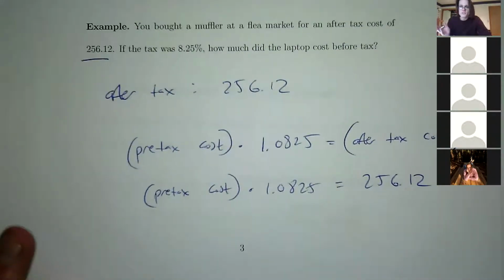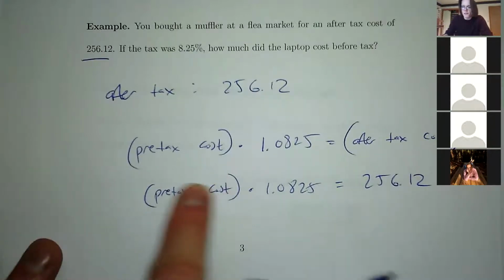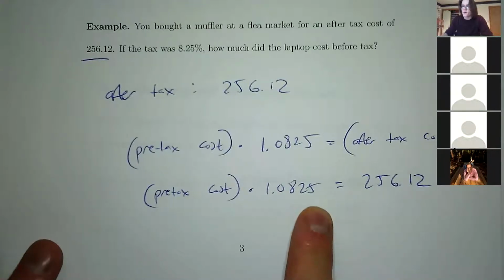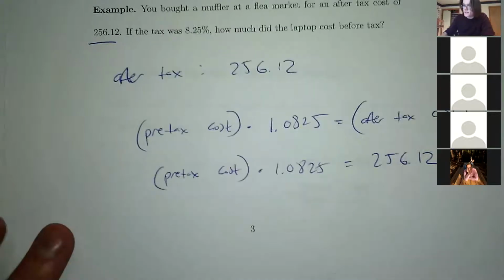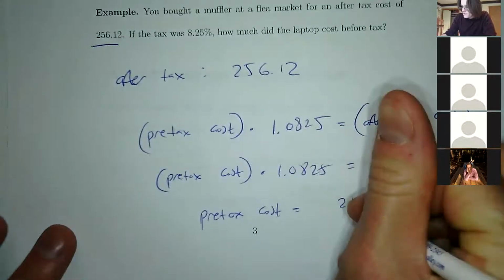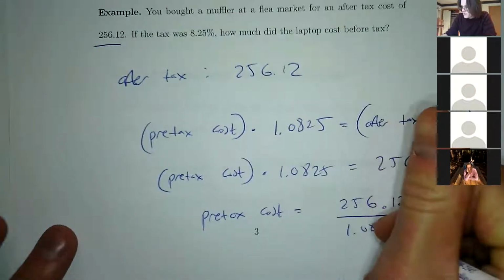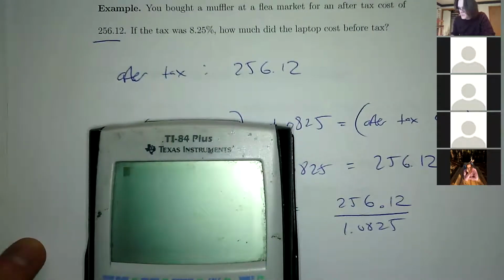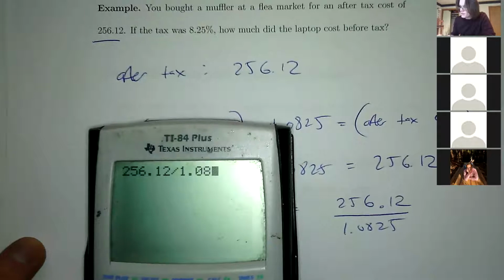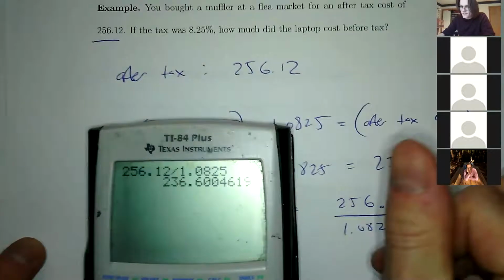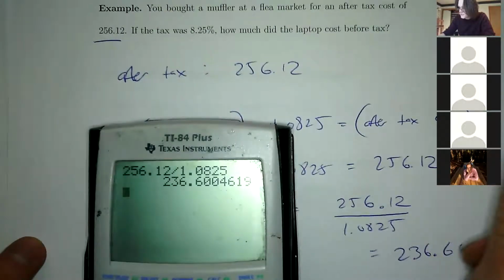And as I said, we can solve it like an equation, like this is just my variable. And so what I can do is I can divide by that 1.0825 on both sides to solve for my pre-tax. So my pre-tax cost equals 256 and 12 cents over 1.0825. All right, and then obviously you need a calculator because that's ugly. So 256 and 12 cents divided by 1.0825. Bam, what do we get? 236 and 60 cents. So 236 and 60 cents.